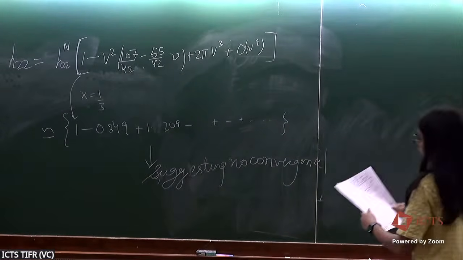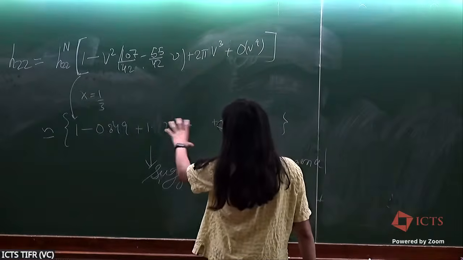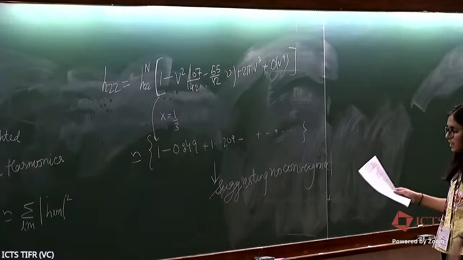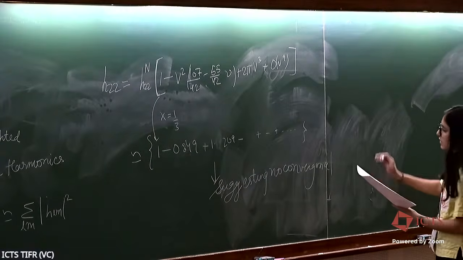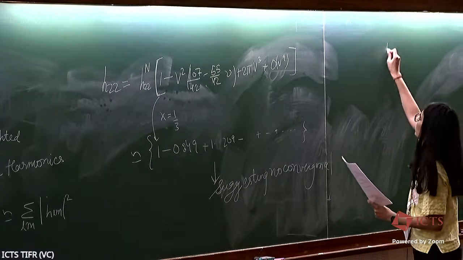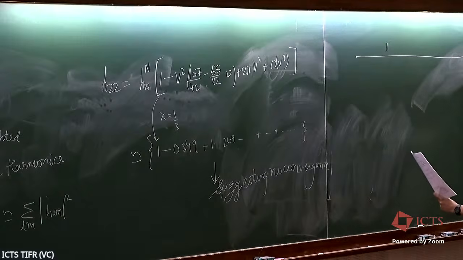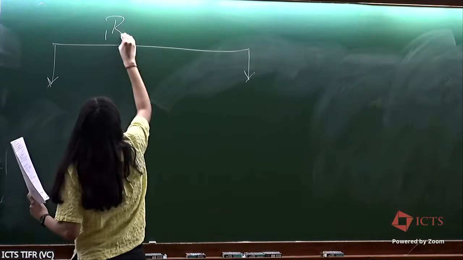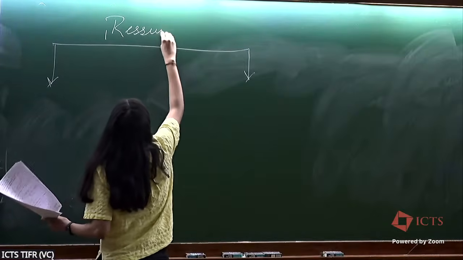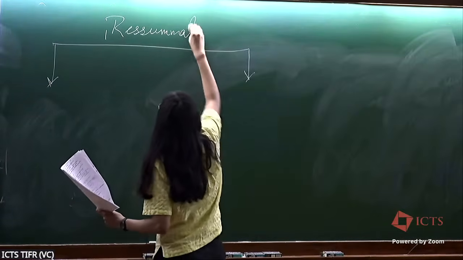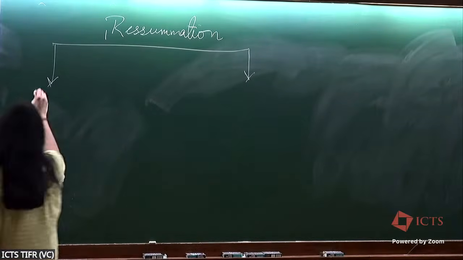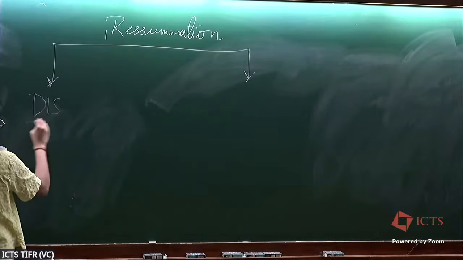Okay, so from here, we established that H22 as well as the flux or the luminosity has to be resummed, and PN is not a good representation. So there are two ways. One is the DIS approach that we discussed in lecture 1.